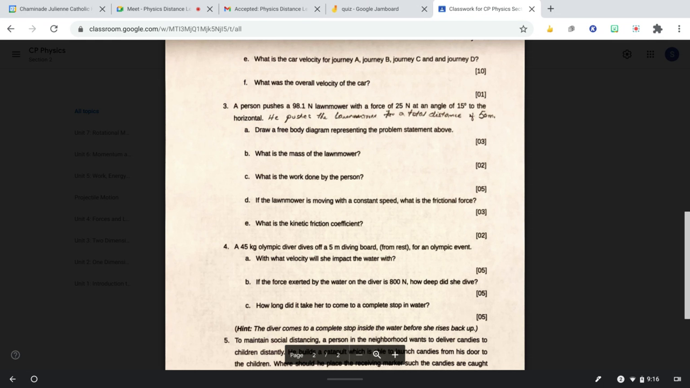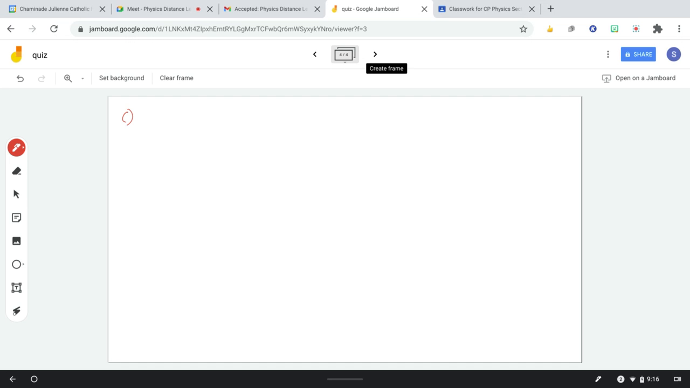For part C, what is the work done by the person? Now, the distance that the person moved it by was 50 meters, specified in the question. So you've got work is equal to force times the distance. But the condition here was that the force must be parallel to the direction of the movement.